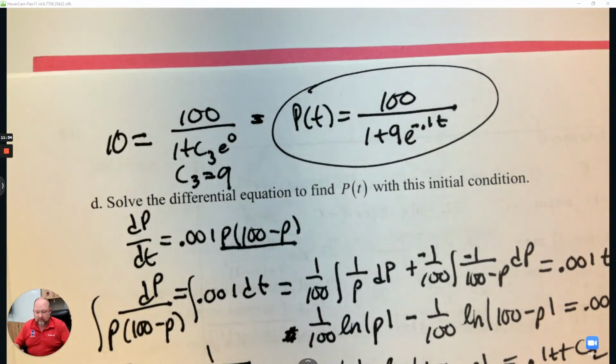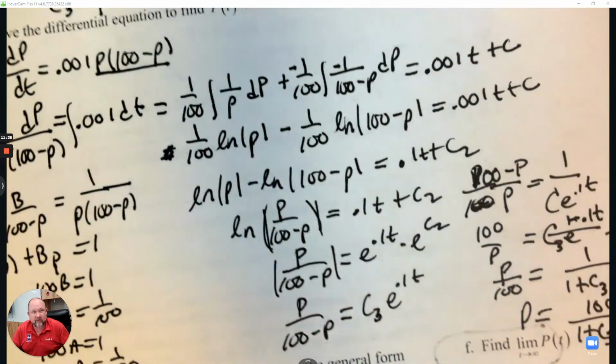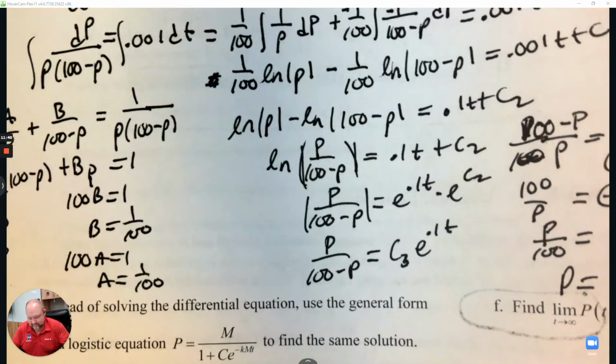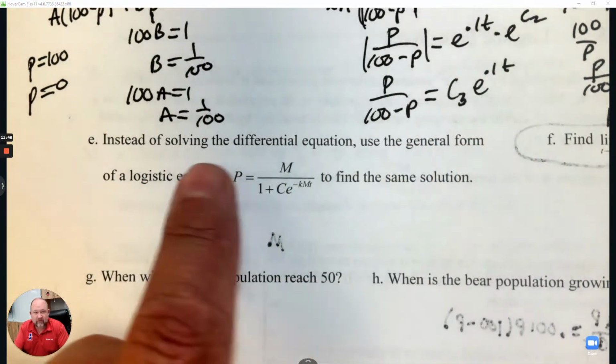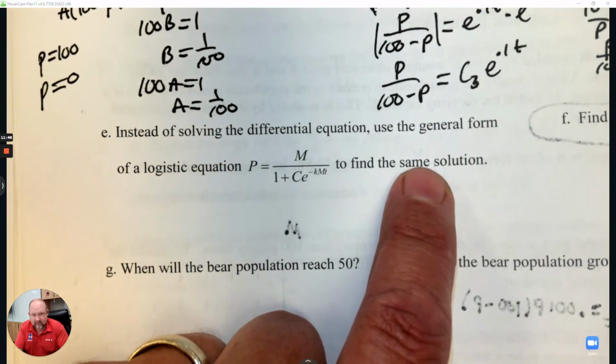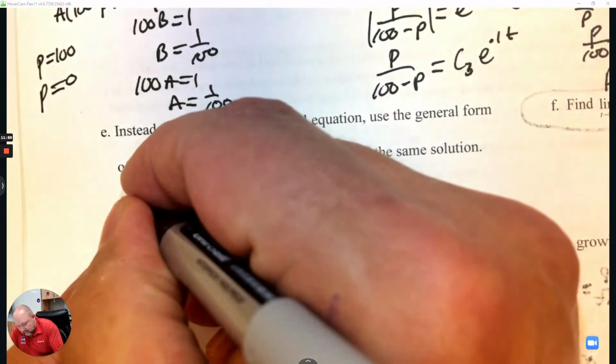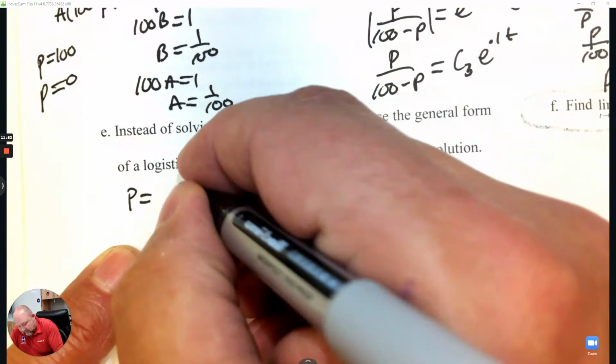That's called a logistic equation. That's the calculus view of it. That's good work. Look at all that good work right there. All right. Part E says, instead of solving the differential equation, use the general form to find the same solution. So the general form here, m we said was 100.